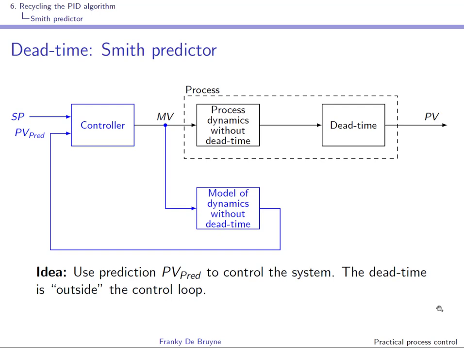Well, although this is a very good idea and we have managed to keep the dead time outside the control loop, this idea has two main shortcomings, right? We work with a model, and as you know, a model is never an exact representation of the system. If we look, for instance, at the static gain, the actual static gain will be Kp, but the static gain of the model will probably be different, right?